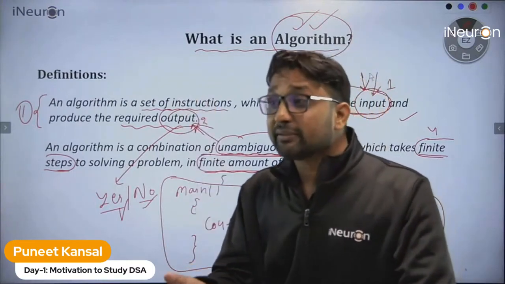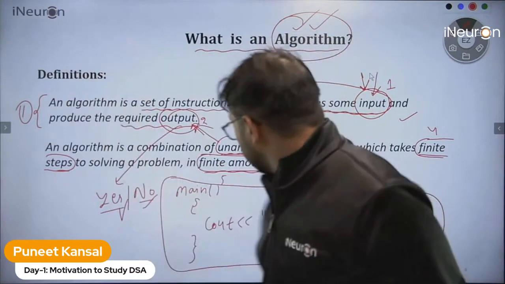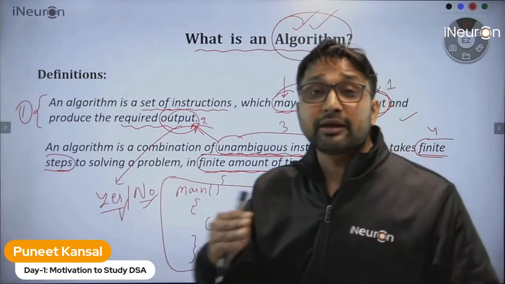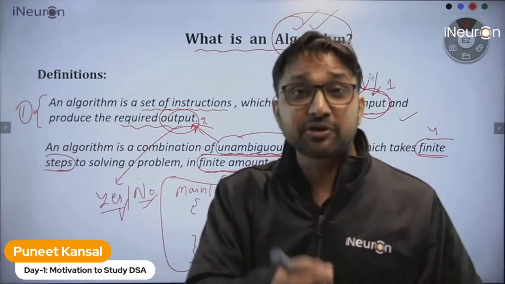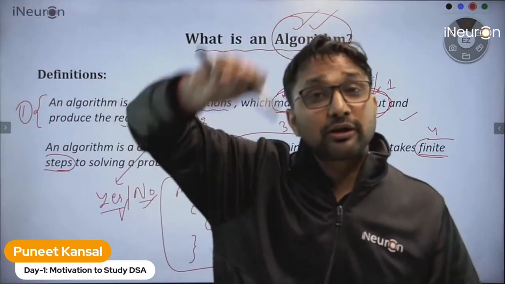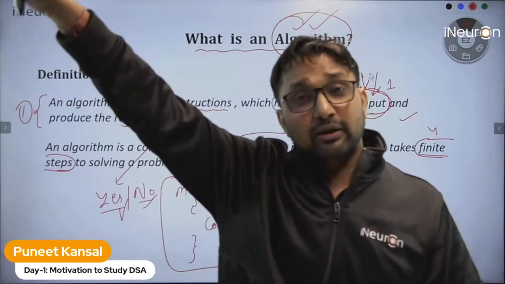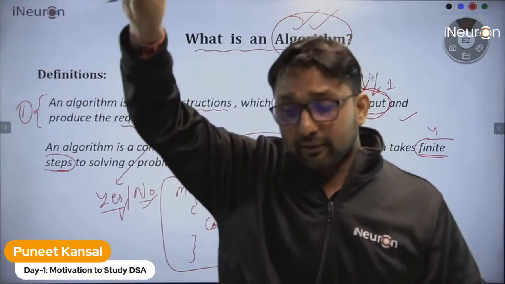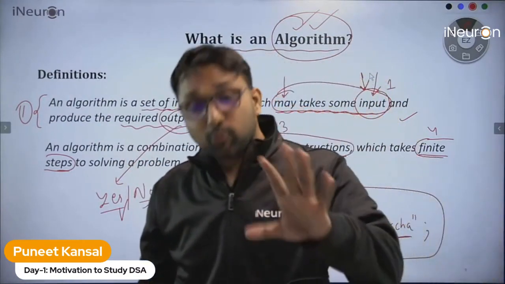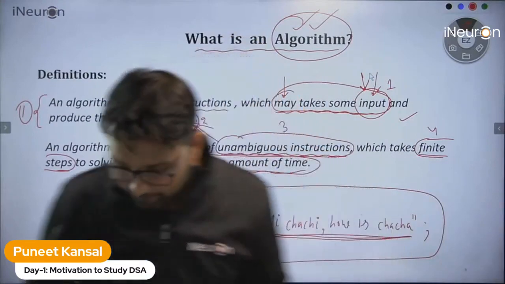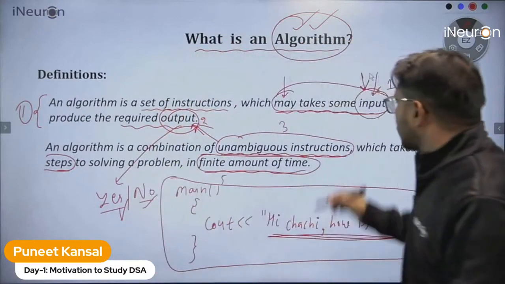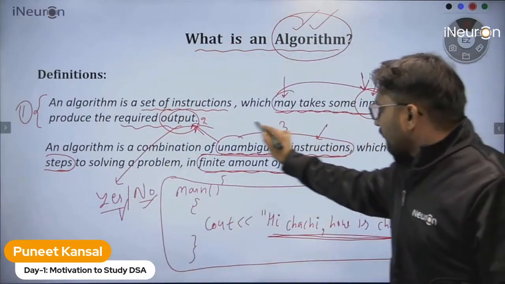Output doesn't mean that you need to print something. This is not the only output. Output can be that you are processing some information and storing the data in a database. That is also the output. Sorry, output is compulsory. So input may or may not be there. Output is compulsory. Let's talk about the third property of the algorithm.